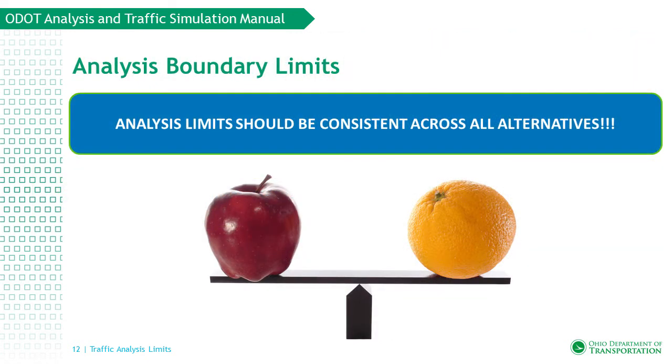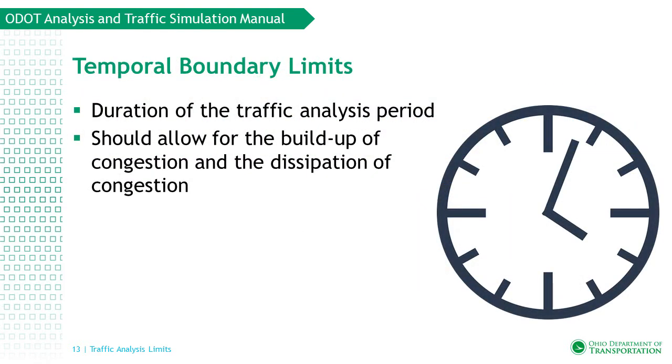It is also critical that the analysis limits be consistent across all alternatives, including the no-build alternatives, so that the system metrics such as vehicle hours traveled, vehicle hours of delay, and travel time can be compared when using TransModeler. The temporal boundary limit is the duration of the traffic analysis period. The duration of the model should allow for the buildup of congestion and the dissipation of congestion. This means that there should not be queues that extend outside of the network when the analysis period is over.